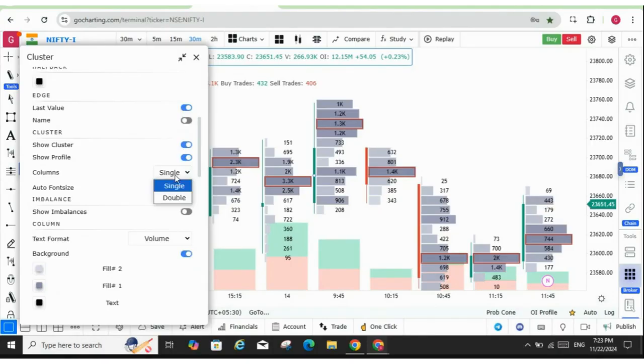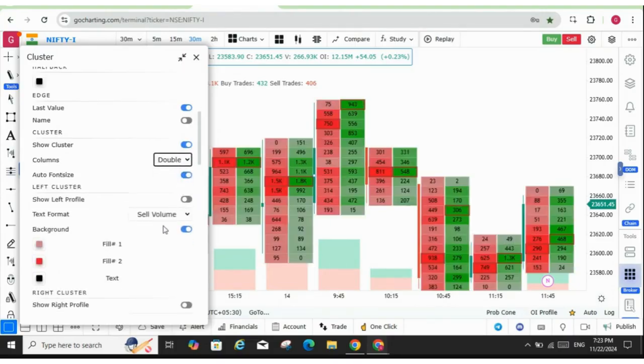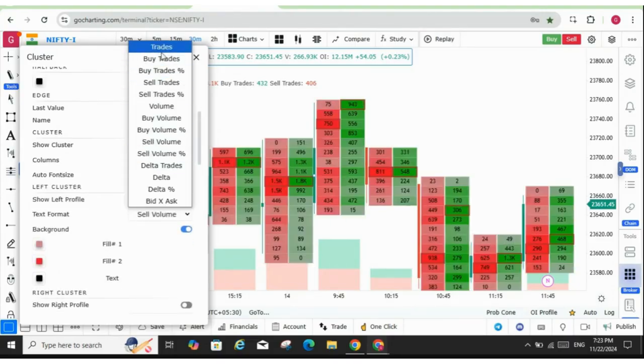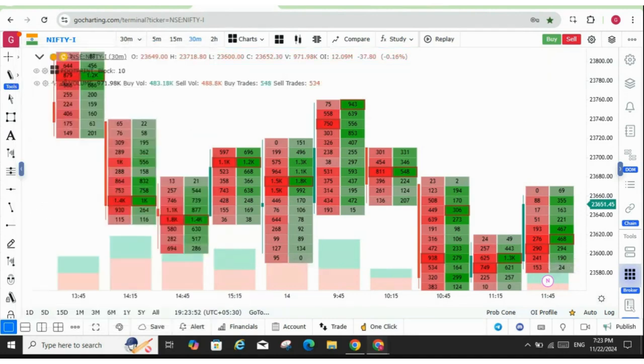Now let me change it to double. Again, I'll show you these options. There are so many options, right? And you will be confused about which option represents what information. What is sell volume, what is buy volume, what is sell trade? So guys, let me make your life easy here.